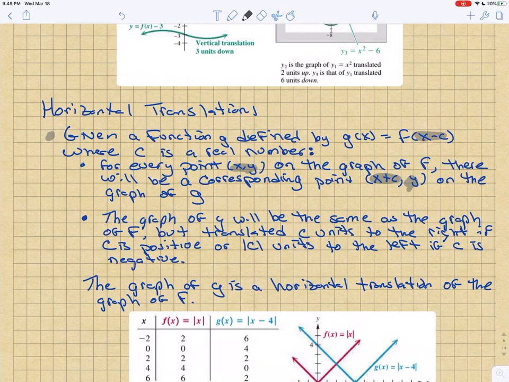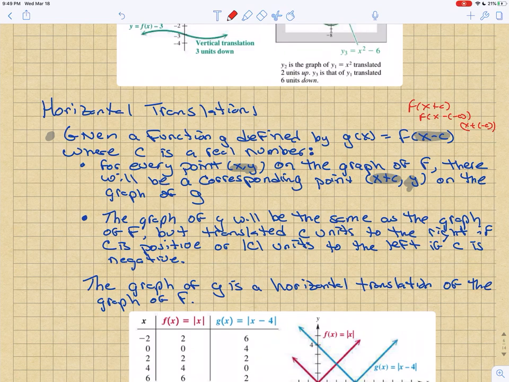Remember, it says x subtract c, that's important, right? X subtract c, I add c. So if it's f of x plus c, that's the same thing as saying f of x minus a minus c. So my point would be x plus a minus c when I'm dealing with adding or subtracting.